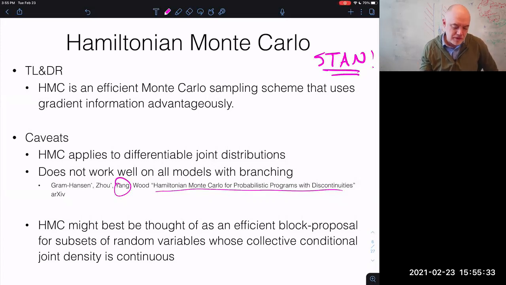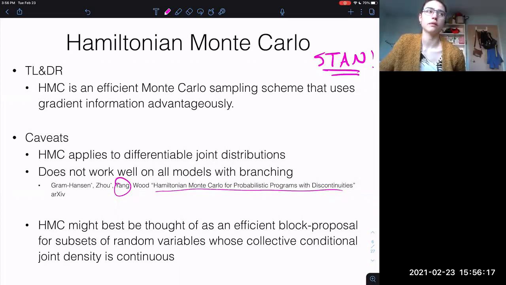Another way of thinking about things, you can think about Hamiltonian Monte Carlo as an efficient block proposal. If you did a static analysis of your probabilistic program and you could find subsets of latent variables whose collective conditional joint distribution, in other words, the Markov blanket of that entire set of variables, is continuous and differentiable with respect to the latent variables in that block, then you can think of Hamiltonian Monte Carlo as being a very, very efficient Metropolis-Hastings kernel for a block Gibbs sampler in which the Markov blanket of the block is differentiable with respect to the latent variables in that block.